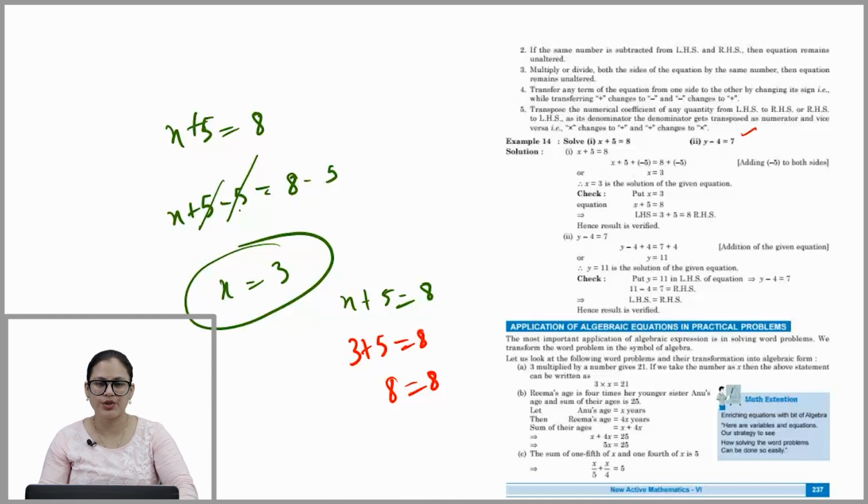Now, application of algebraic equations in practical problems. The most important application of algebraic expressions is in solving word problems. We transform the word problem into the symbols of algebra. Let us look at the following word problems and their transformation into algebraic form. A: 3 multiplied by a number gives 21. 3 multiplied by a number, which number? We don't know. If we take the number as x, then the above statement can be written as 3x = 21.